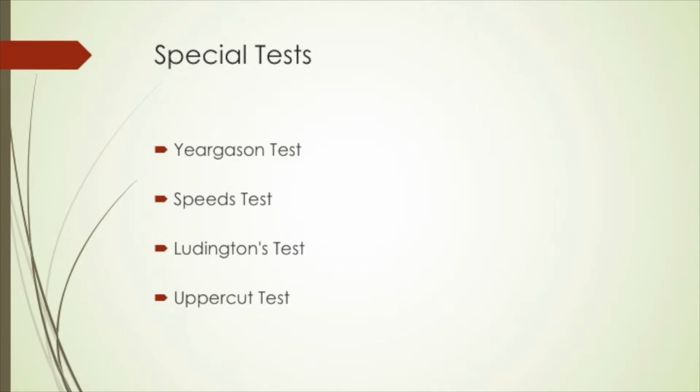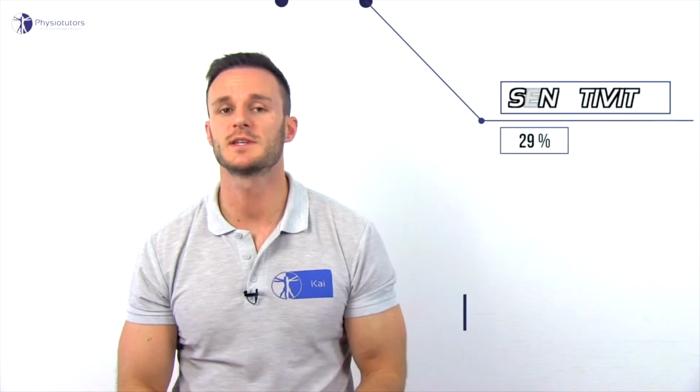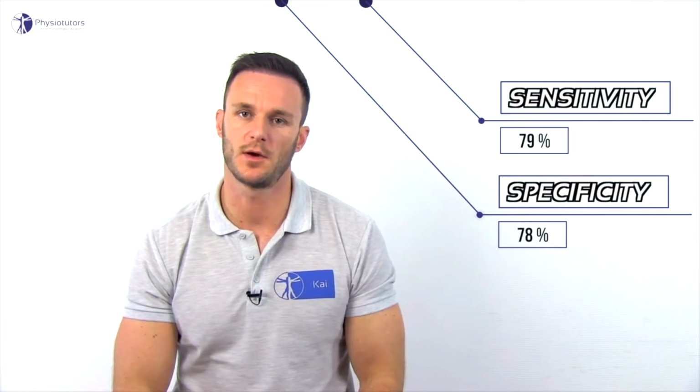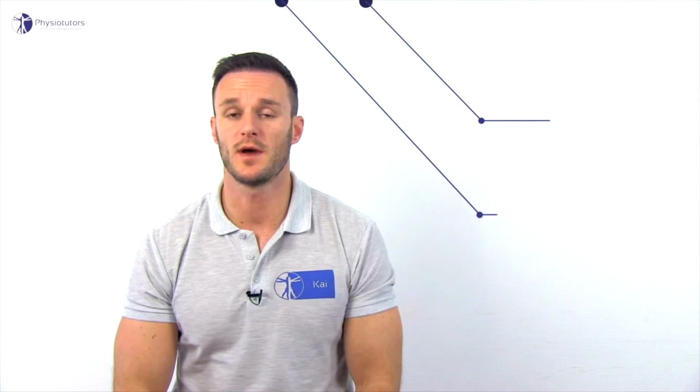Lastly, we'll look at the uppercut test. Kibler et al. from the year 2009 found a sensitivity of 79% and a specificity of 78% in the detection of biceps tendinopathy, and the uppercut test was the most accurate test compared to other traditional tests in their study. For this reason, we give this test a moderate clinical value to rule in and exclude biceps pathology.